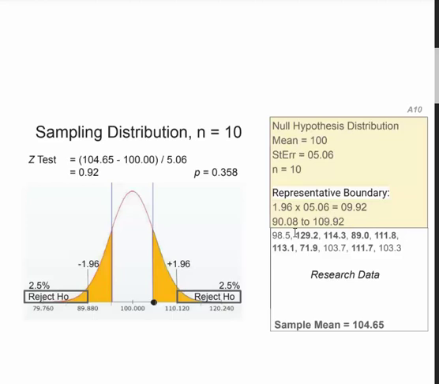Our boundary conditions for sample mean are 90.08 to 109.92, and 112 would be beyond that. By the way, we got the 90.08 and the 109.92 by just taking that 1.96 and multiplying it by our standard error. So 1.96 times 5.06 got us the 9.92. Add that to 100 and you get 109.92. Subtract it from 100 you get 90.08. And again, we didn't get into the extreme zone with a sample mean of 104.65, but for a sample mean of 112 we would be able to reject the null in that case.